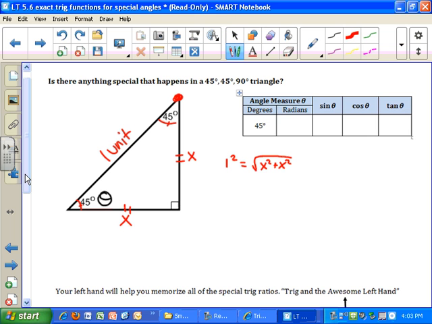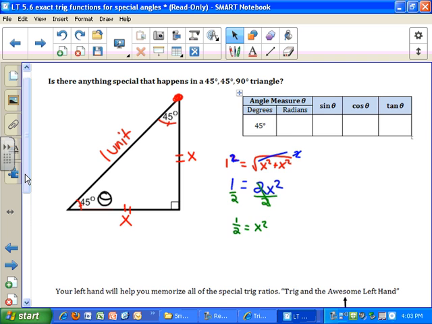So when we solve, square it to get rid of the square roots. Oops, I'm sorry. Now we write squared. Either way, you end up with 1. And now you've got x squared plus x squared, but I'd rather write that as 2x squared. So I can get my x by itself by dividing by 2 first. So now I have 1/2 equals x squared.